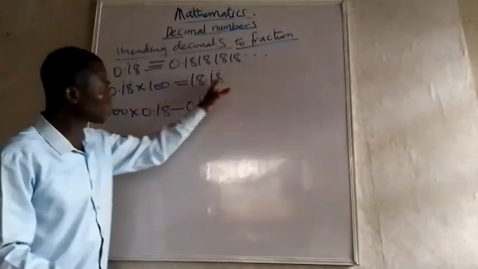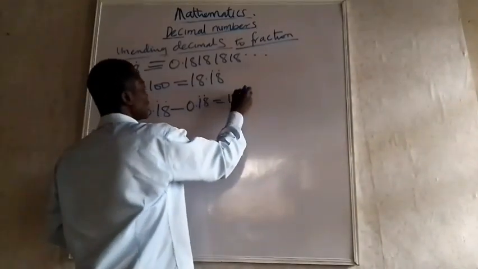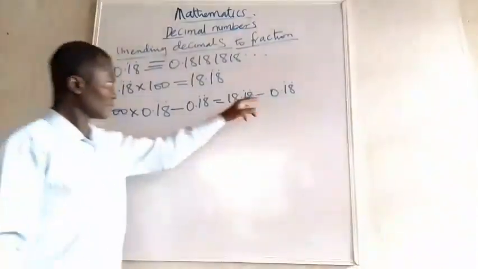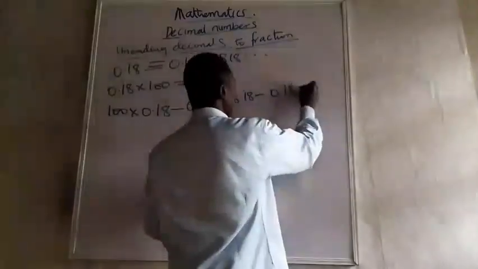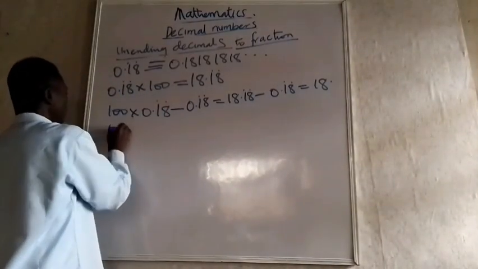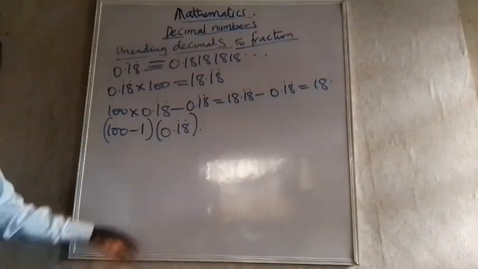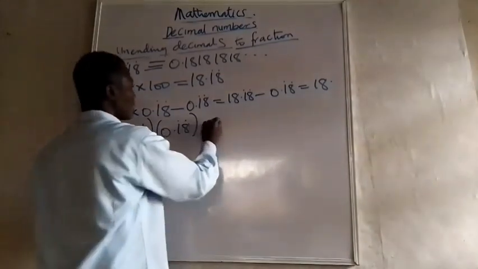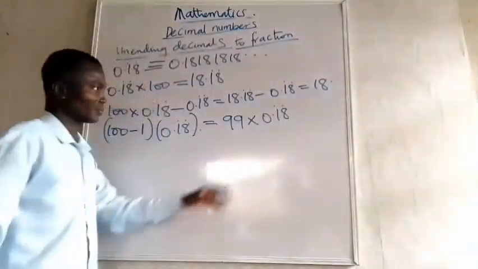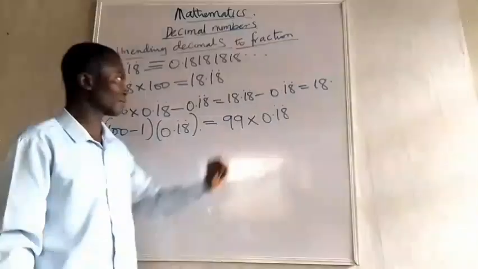Now, if I want to remove this part, look at what it will give me. This one will now be equal to 18.18 minus 0.18. You can see, and this gives me 18. Now, look at this. This one is 100 minus 1 into 0.18. Does it make sense? And that gives me 99 times 0.18 recurring. You can see now, this one has given me this. So what does that imply?